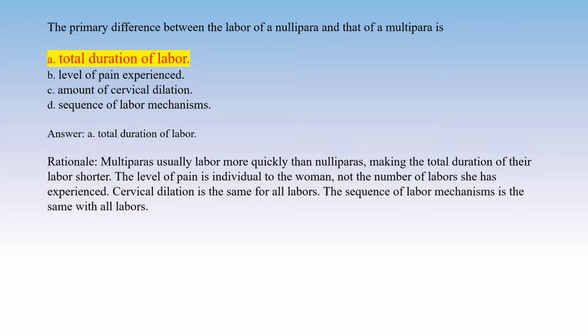Answer: A. Total duration of labor. Rationale: multiparas usually labor more quickly than nulliparas, making the total duration of their labor shorter. The level of pain is individual to the woman, not the number of labors she has experienced. Cervical dilation is the same for all labors. The sequence of labor mechanisms is the same with all labors.